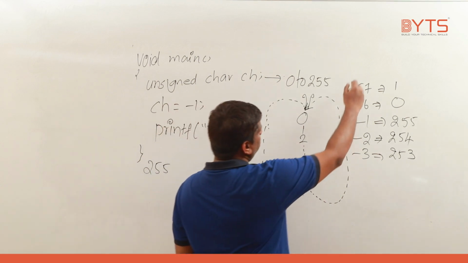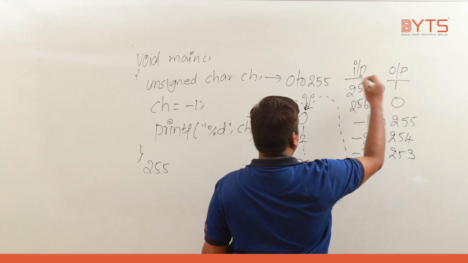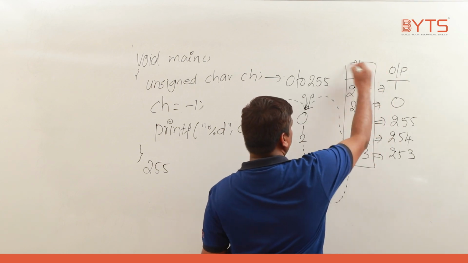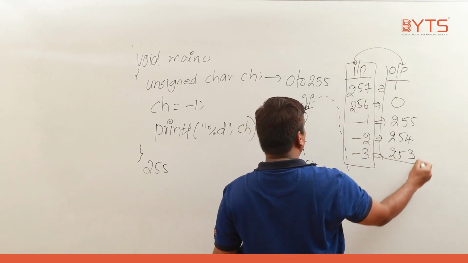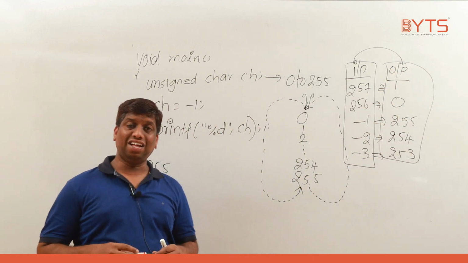So these are all inputs, and these are all outputs. If the programmer gives any value which is not in the range, internally we are going to get the equivalent value. Okay. So when will we go to the butterfly diagram? When the value is not in the range.